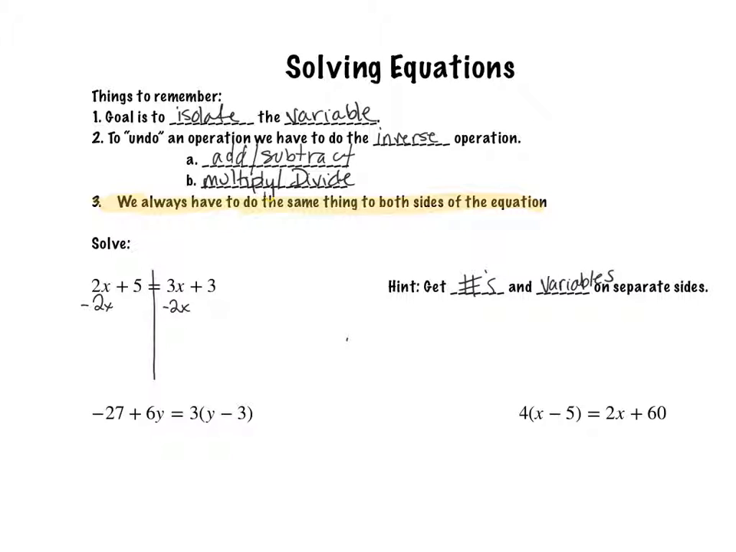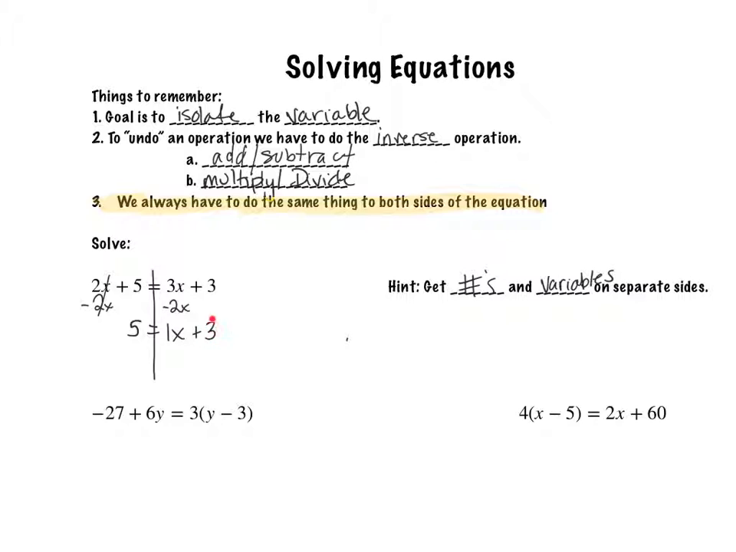Then I look at that and say, okay, 2x minus 2x reduces to 0. I bring down that plus 5. And I look at the other side, gives me 1x, and I bring down my plus 3. So now when I'm looking at this, I notice that I have just numbers on this left side, and I have x's and numbers over here.